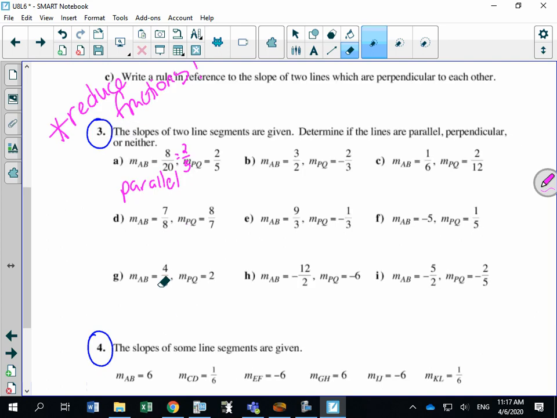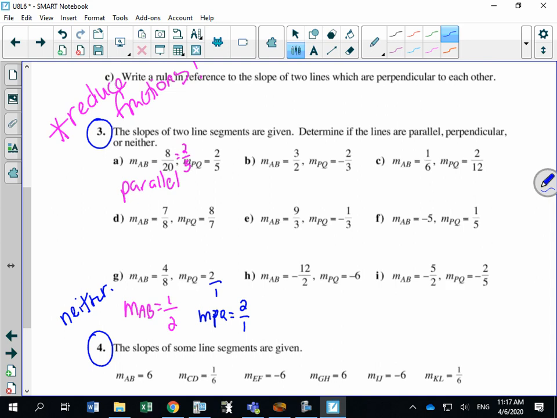If I was to jump down to G, I have 4 over 8. So slope of AB, if I reduce that, is 1 over 2. Slope of PQ is equal to 2 over 1. So yes, these are inverses of one another, but they're both positive, right? In order for it to be perpendicular, one has to be positive and one has to be negative. So this would be neither.